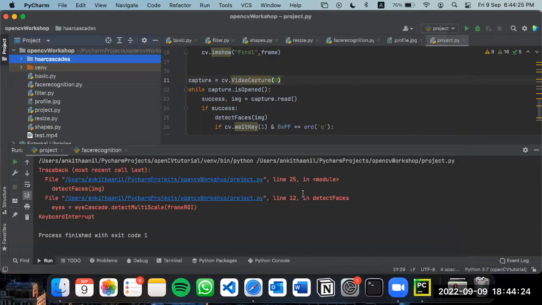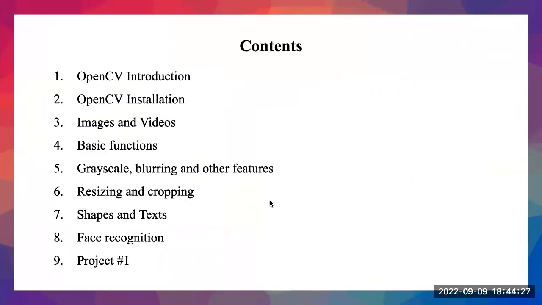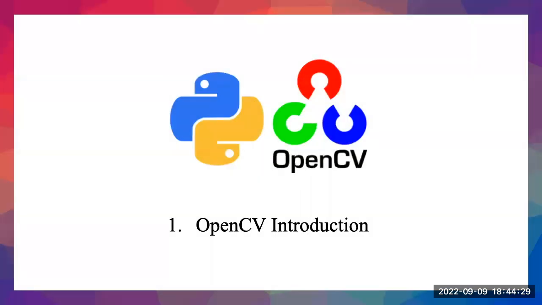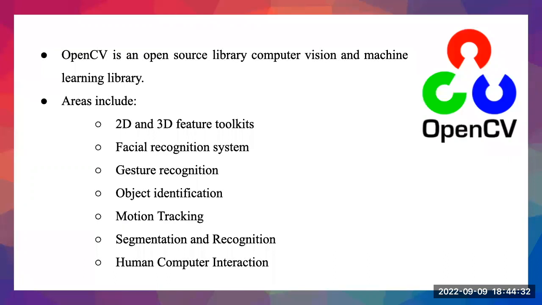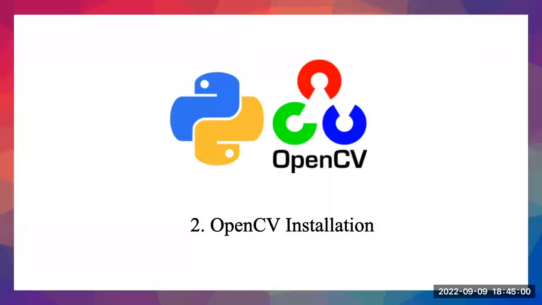Now let me go into what is OpenCV. OpenCV is a cross-platform open source library mainly aimed at computer vision and machine learning, and it's developed by Intel. It's widely used for image and video detection and recognition, deep learning, and facial recognition. Some of the areas it includes are 2D and 3D feature toolkits, facial recognition, gesture recognition, object identification, motion tracking, segmentation, and HCI. So let's go on to installation.